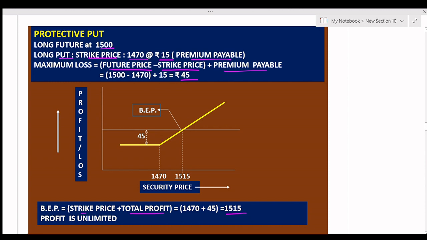Now come to the diagram. When the underlying price reaches the strike price, here it is 1470, then if the market moves downwards from this strike price, the trader will suffer a loss of 45, which is constant. And if it moves upward from this strike price, the loss will gradually decrease up to the point of BEP, and if it crosses BEP, the profit will start and it may increase up to the unlimited level.